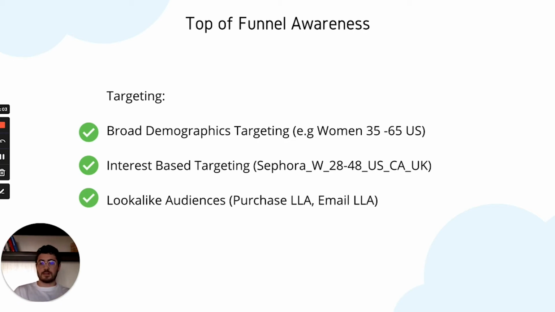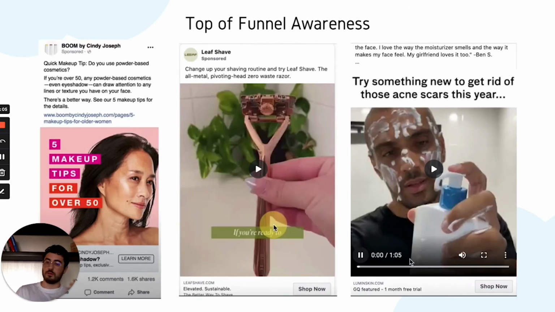So what sort of advertising examples work for the top of funnel? You want to think of someone who's never heard of your brand before, and think of what that person likes and how you can grab their attention. Throughout this entire presentation, I've made three consistent examples from three brands: Boom by Sydney Joseph, Leaf Shave, as well as Lumen. Boom is a beauty brand, Leaf Shave creates these metal disposable razors, and Lumen is a skincare brand, to give you a broad spectrum of what this content can look like.